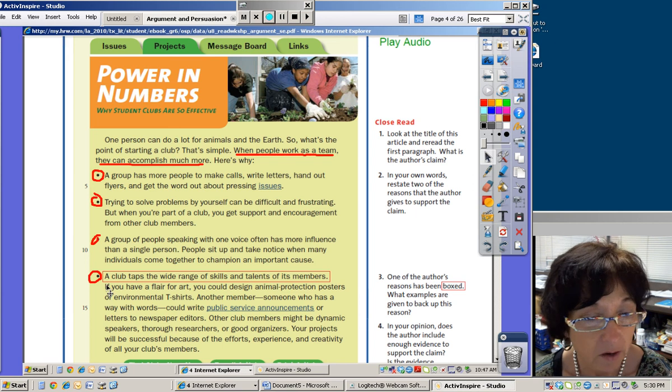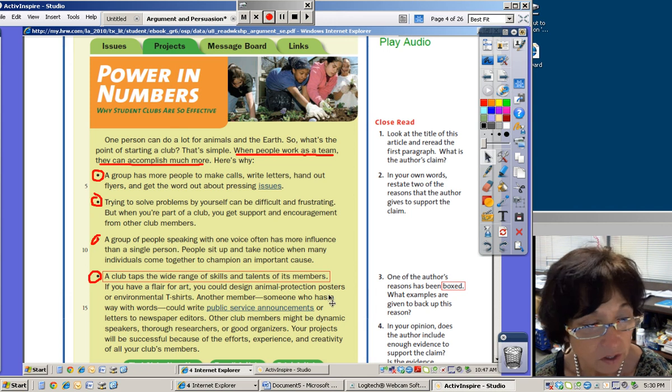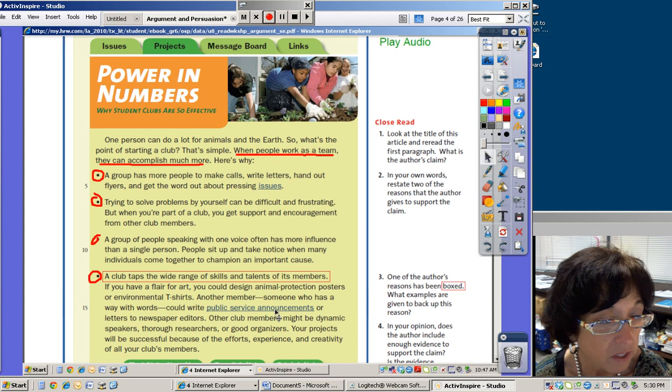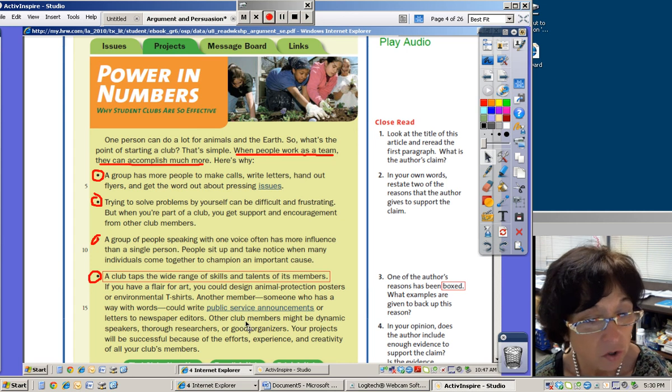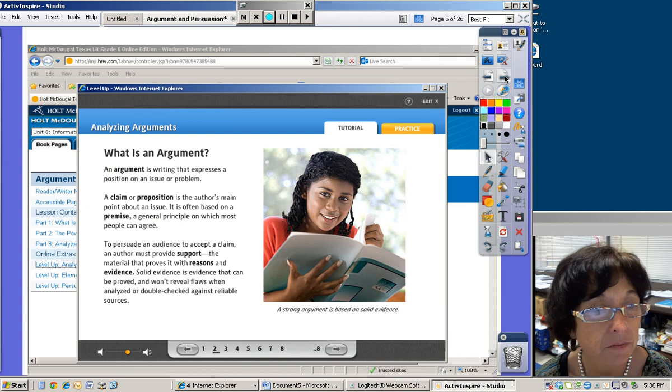Then it says down at the bottom, one of the author's reasons has been boxed. What examples are given to back up the reason? Well, here's the box. The club taps the wide range of skills and talents of its members. And then underneath there, they give you all the examples. Like if you have a flair for art, you can design posters and t-shirts. If you have a way with words, you can write public service announcements and letters. Maybe you're a good speaker and you can do all the public speaking. So it shows you all this stuff to back up this reason that's in the box. All right, let's move to the next page.